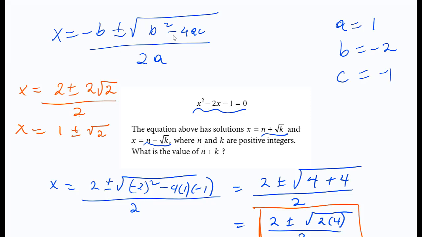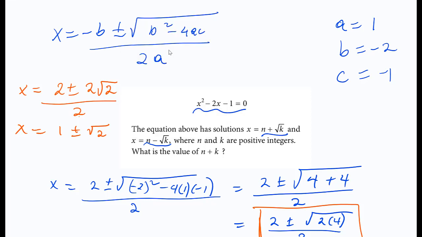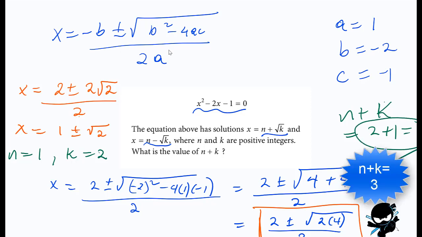So in this case, we understand now what n and k are. My n is going to be equal to 1 and my k is going to be equal to 2. So n plus k is simply equal to 2 plus 1, which is equal to 3. And that completes my problem.